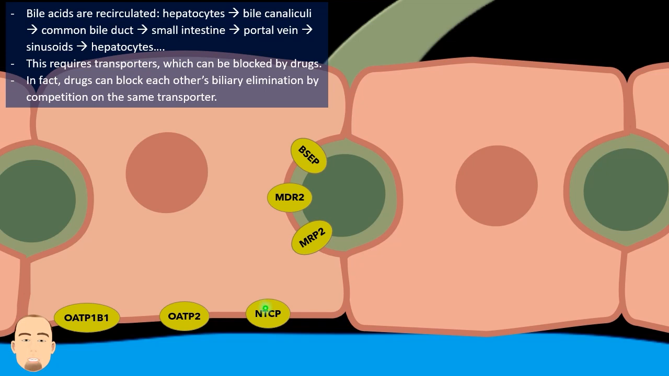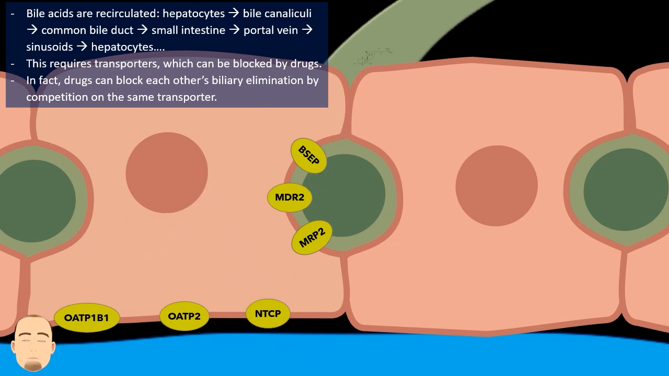The NTCP, which is the sodium taurocholate co-transporting polypeptide, takes bile acids from the sinusoid, after they are absorbed from the small intestine and travel by the portal vein, and then transports them into the hepatocyte again. This process is considered enterohepatic recirculation. So all this time the bile acids are going back to the small intestine to aid in breaking down fat before returning to the liver again.